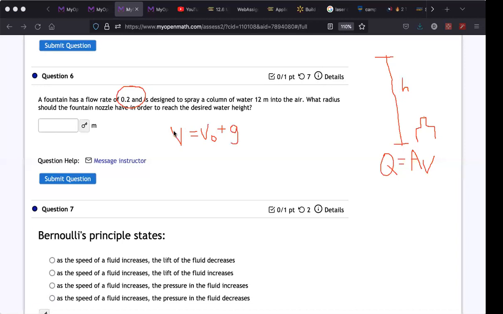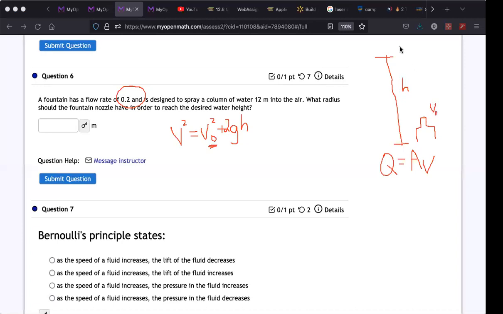No, that's the wrong one, sorry. I'm looking at the wrong equation here. It's similar to this though. It's velocity final squared equals velocity initial squared plus 2 times g times the height, where g is going to be negative 9.8 meters per second squared. So this is the kinematic equation that will tell us the initial velocity, which is what we're looking for. The velocity as it comes out here is actually the initial velocity.